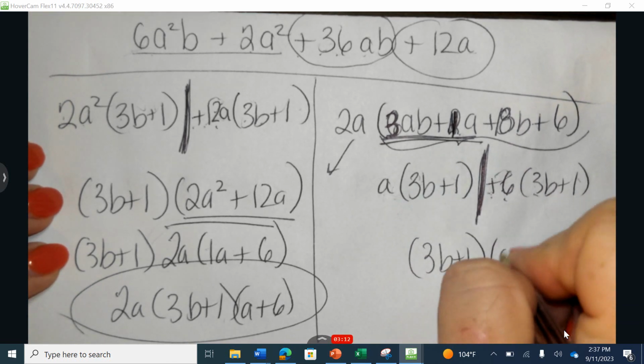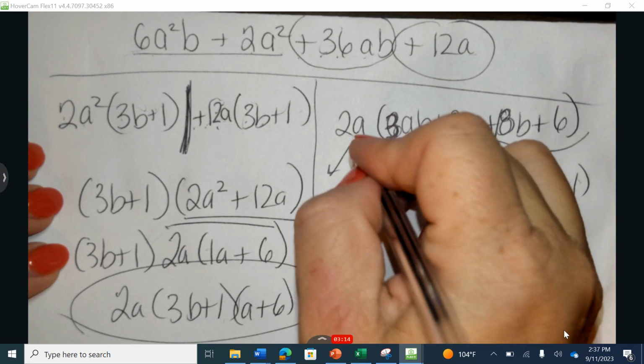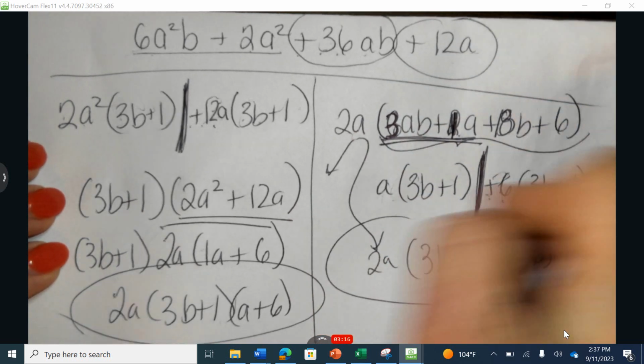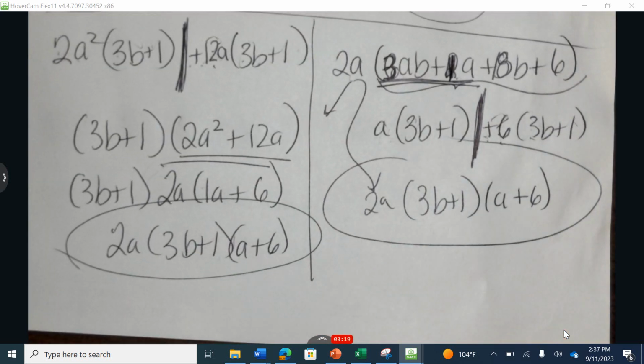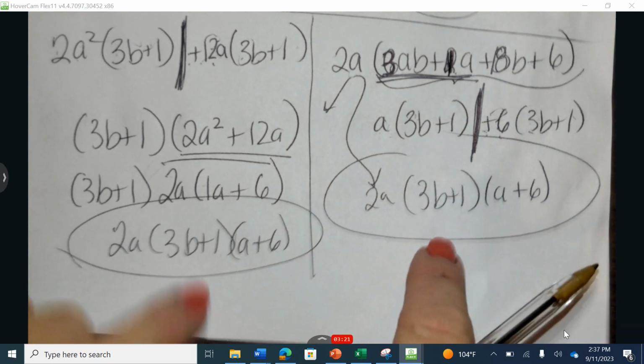In front of the first is a. In front of the second is a 6. And now we bring down the 2a. Does it matter which way you do the math? Absolutely not, as long as you end up with this final answer.